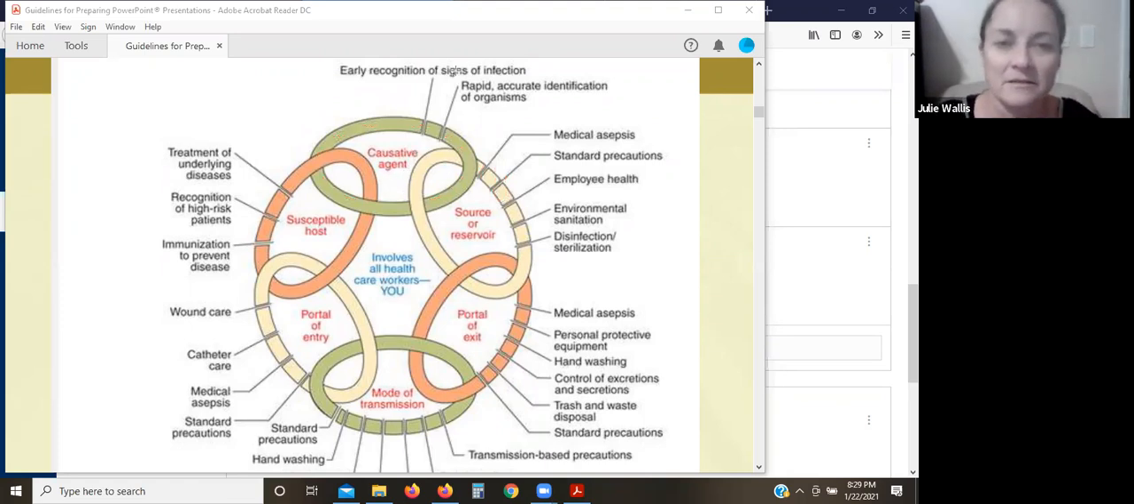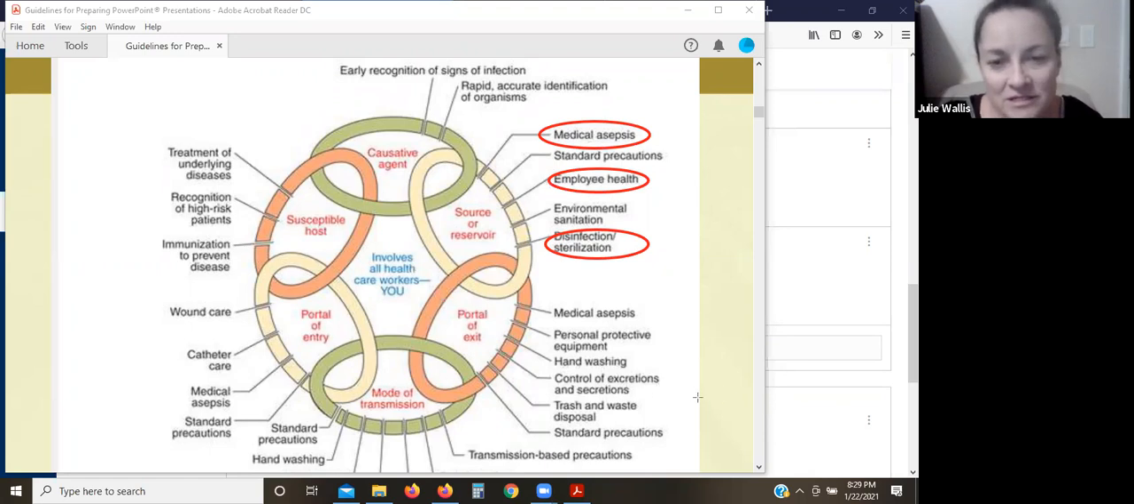This is rapidly recognizing if somebody has an infection and correctly identifying the organism so that you can treat it more effectively. Source or reservoir: where is this infection coming from? Is it through some type of contamination? Is one of the employees sick and bringing it in? Is the disinfection not being carried out correctly? These are the different areas where a breach in the armor could occur.